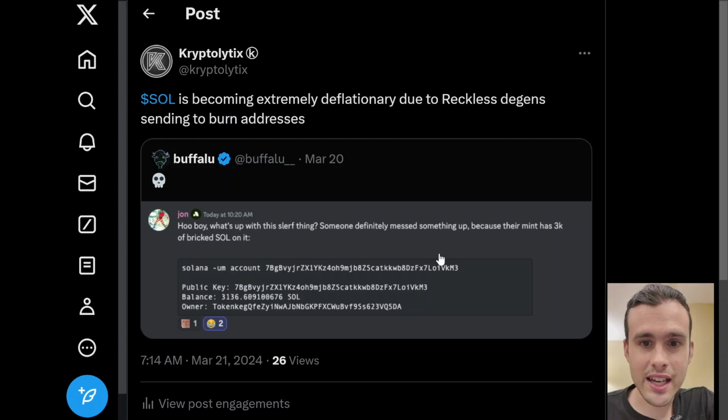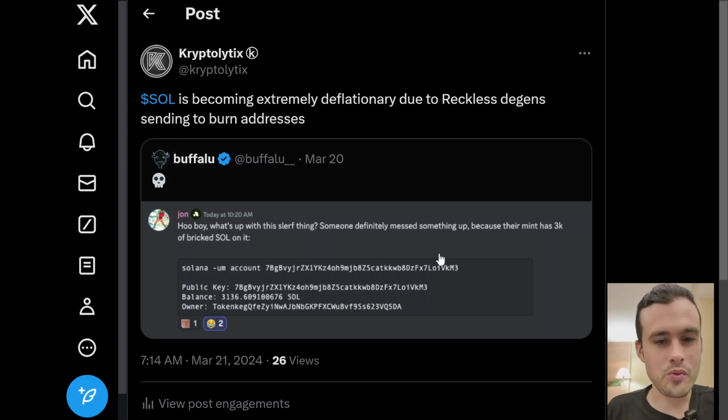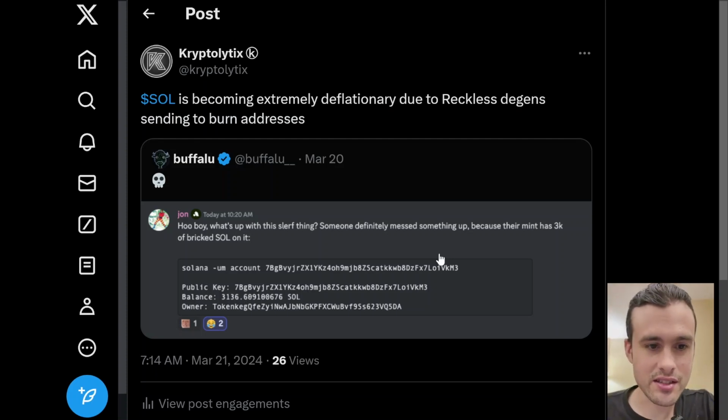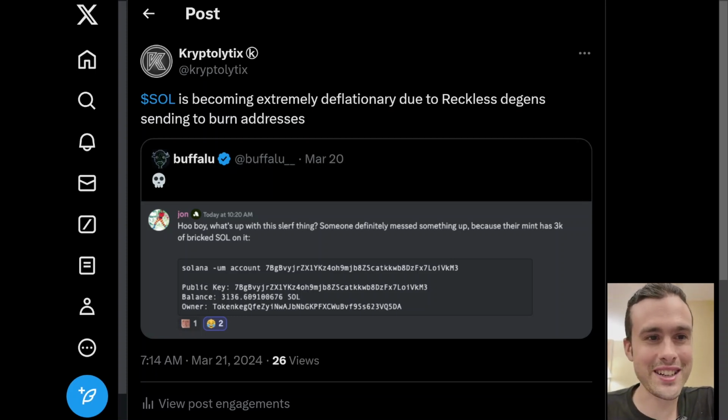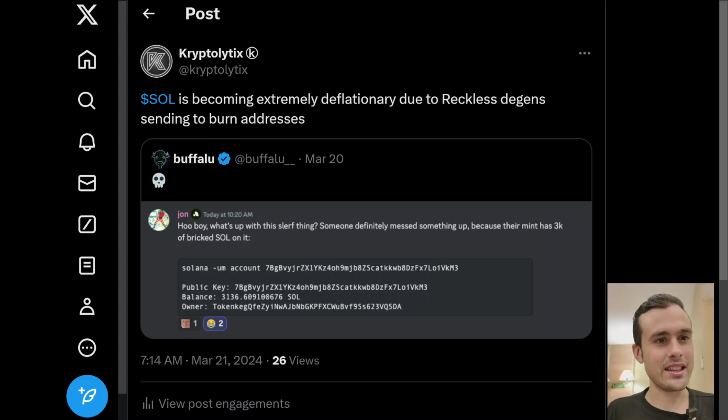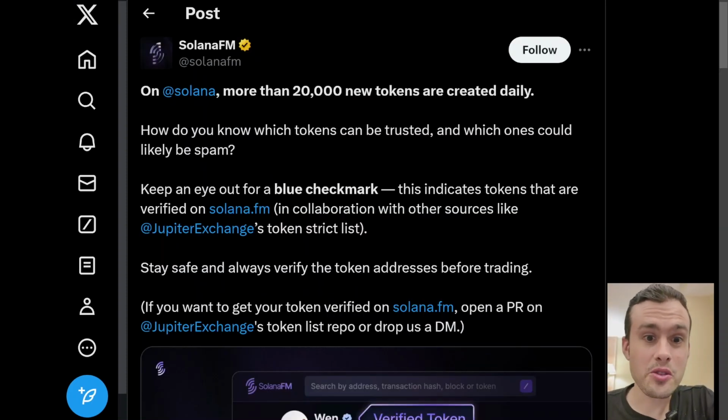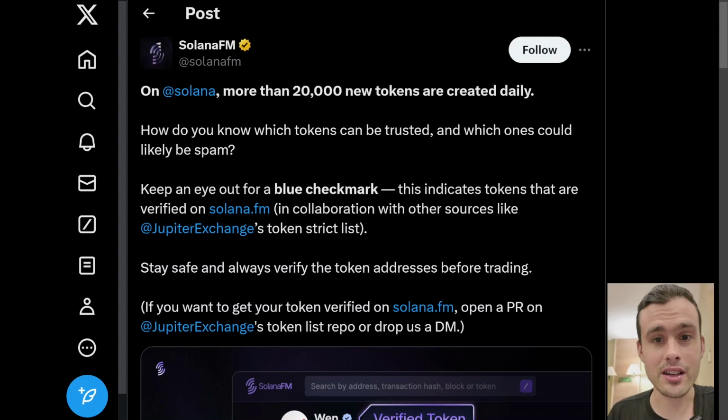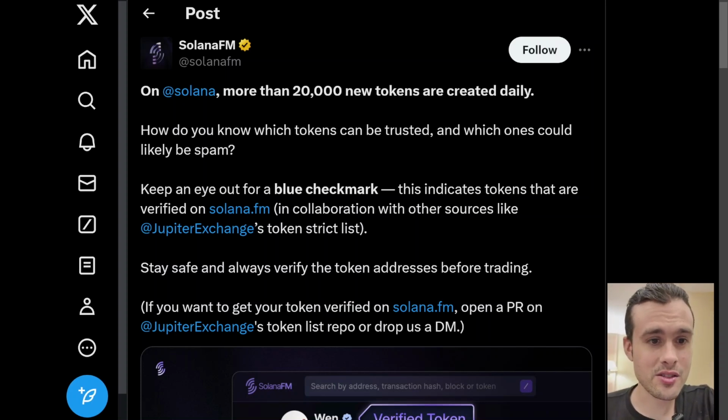So again, like reckless degens just sending their SOL to a burn address, and the positive you could say is that it's making Solana an incredibly deflationary chain, more so than maybe even ETH and the others that, you know, people talk about. So on Solana, more than 20,000 new tokens are created daily. Wow, I mean, that's so many. Like, how do you know which ones can be trusted and which ones could be likely spam?